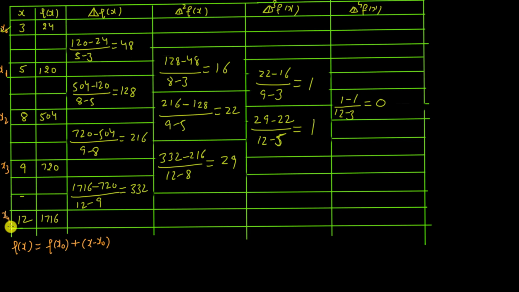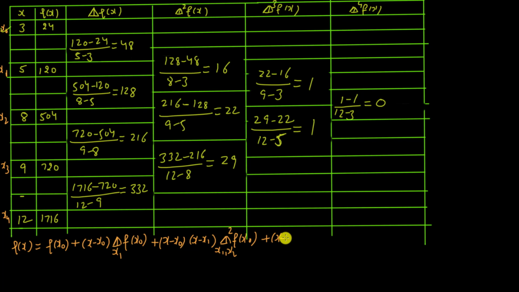I will be going up to x4 only. That is why I have written this notation. First order divided difference, and below you will write x1 plus x minus x naught, x minus x1, f of x naught, and here x1 comma x2 plus, and I have the table up to this fourth order divided difference.